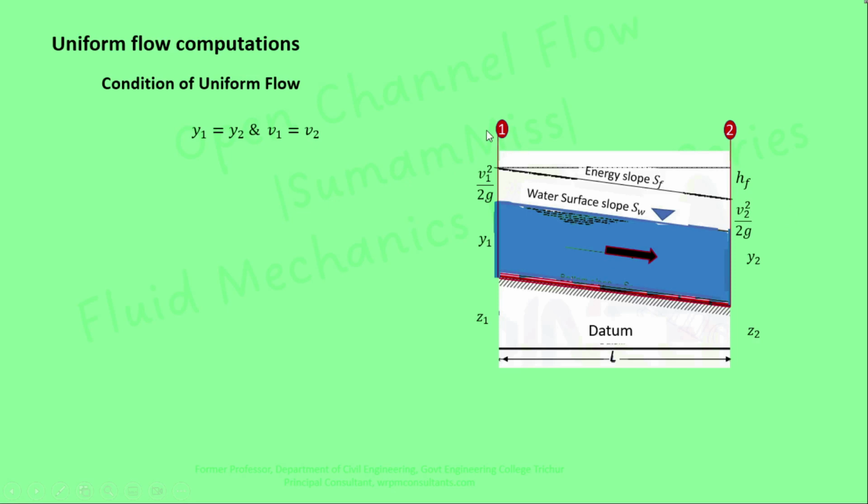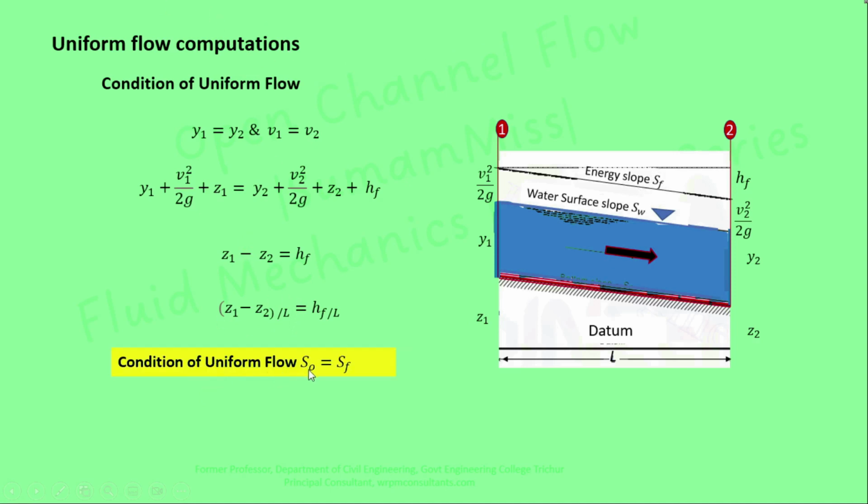So if you are balancing the total energy between sections 1 and 2, then y1 plus v1 square by 2g plus z1 is equal to y2 plus v2 square by 2g plus z2 plus hf. Since y1 equal to y2 and v1 equal to v2, y1 and y2 get cancelled. Similarly, v1 square by 2g and v2 square by 2g cancel. Rewriting this equation, z1 minus z2 equals hf. Dividing both sides by L, (z1 minus z2) by L equals hf by L. What is (z1 minus z2) by L? It is the difference in bed level divided by L, that is the bed slope S0. hf by L indicates the slope of the total energy line, which is denoted by SF. So the uniform flow condition means bed slope S0 is equal to SF.